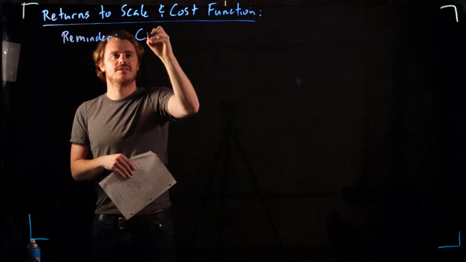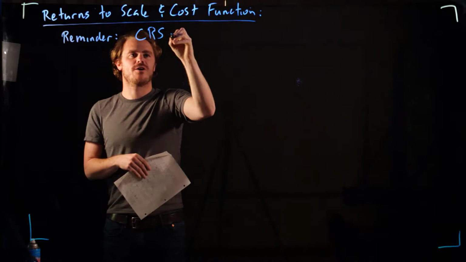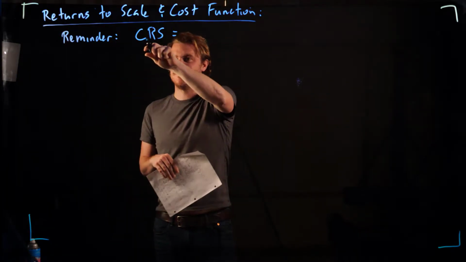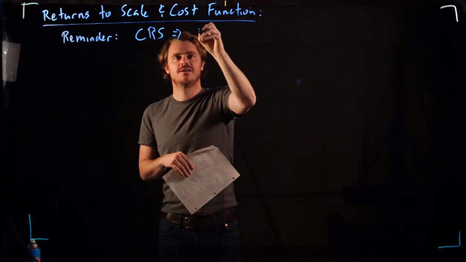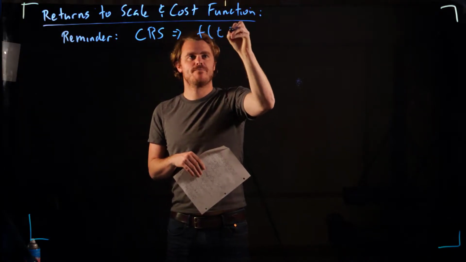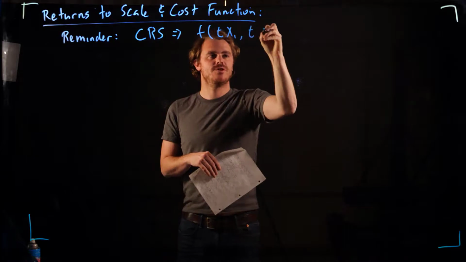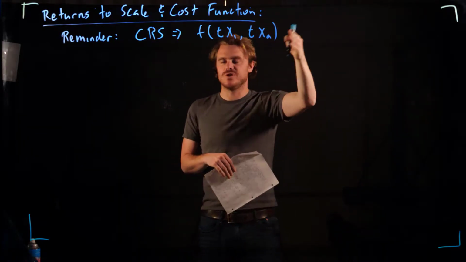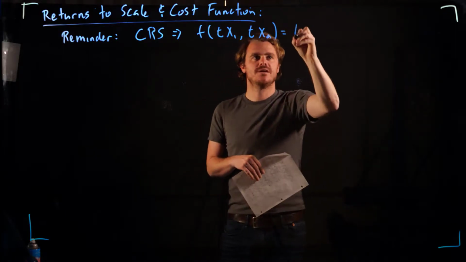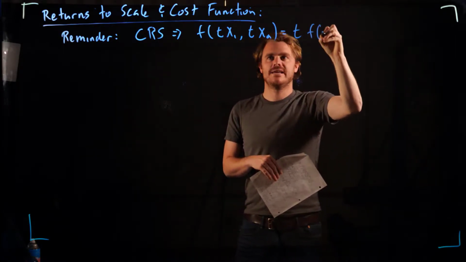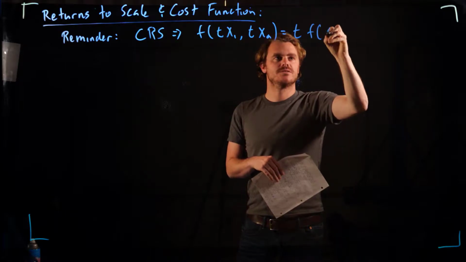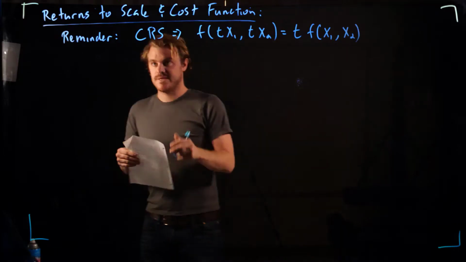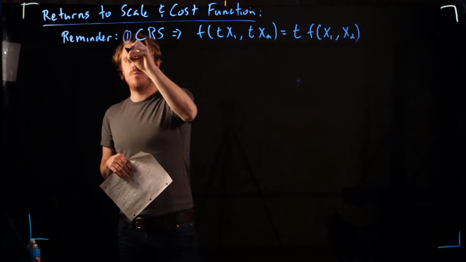Constant returns to scale, CRS for short, is when we increase the amount of inputs by some constant proportion, so each of them, like doubling them, like t could equal 2, and we double the amount of inputs, and it would result in double the amount of output. So remember, that was constant returns to scale. We're going to call that 1.